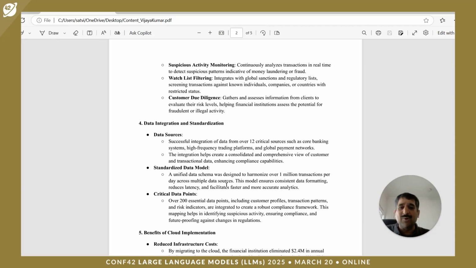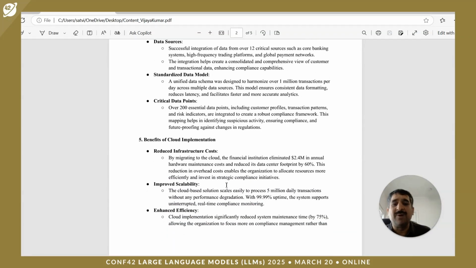Critical data points: over 200 essential data points, including customer profiles, transaction patterns, and risk indicators, are integrated to create a robust compliance framework. This mapping helps in identifying suspicious activity and future-proofing against changes in regulation. So this module helps to integrate the data from different sources, which is required for banking or financial institution regulations. The standardized data model, using a unified data schema and the critical data points, ensures compliance in the banking system. That's how the data integration and standardization model helps us.